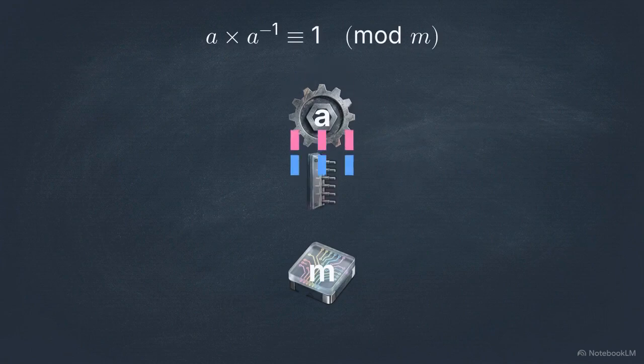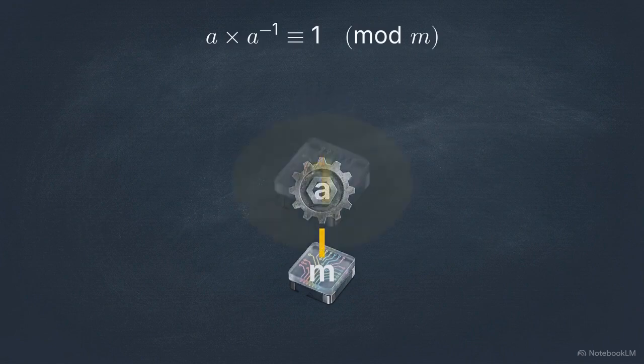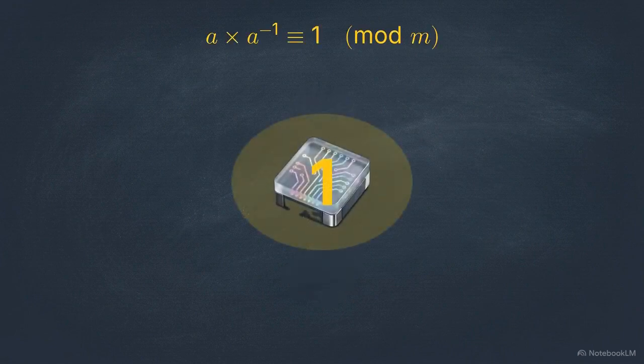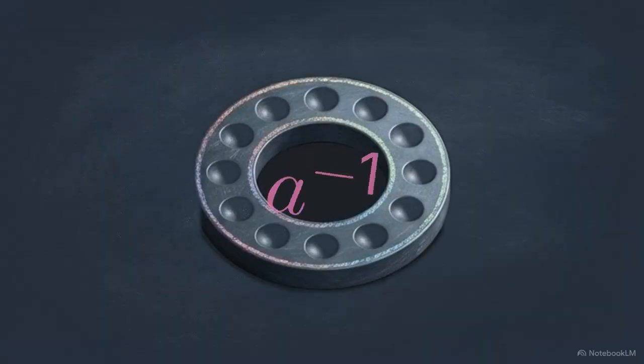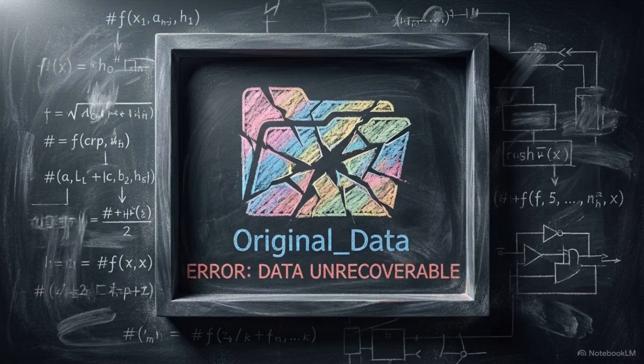This relies on an absolute wall. An inverse exists only if the greatest common divisor of a and m is 1. When two numbers share no positive integer factors other than 1, they are defined as relatively prime or coprime. If this coprime condition is not met, the inverse simply does not exist in the ring. Without an inverse, decryption is mathematically impossible, and the encryption becomes a one-way operation that permanently destroys the original data.